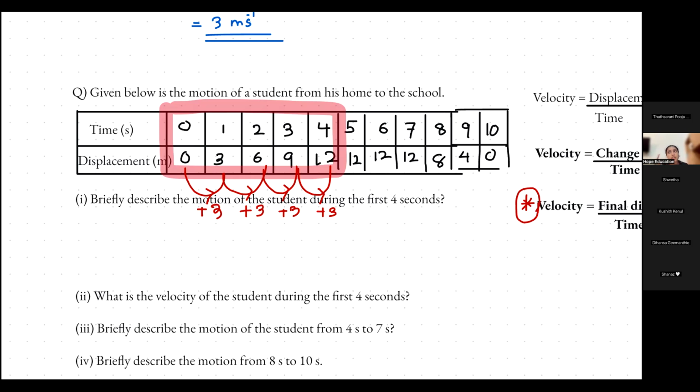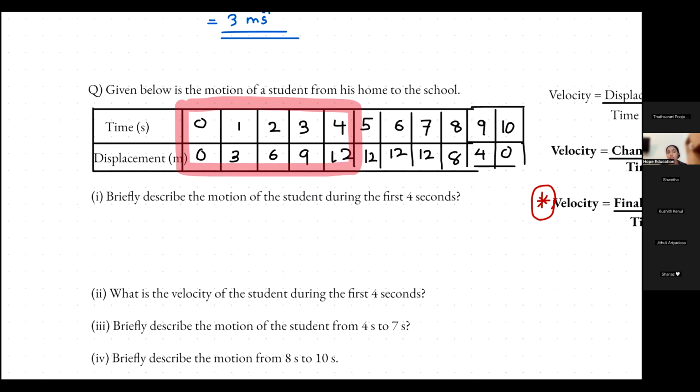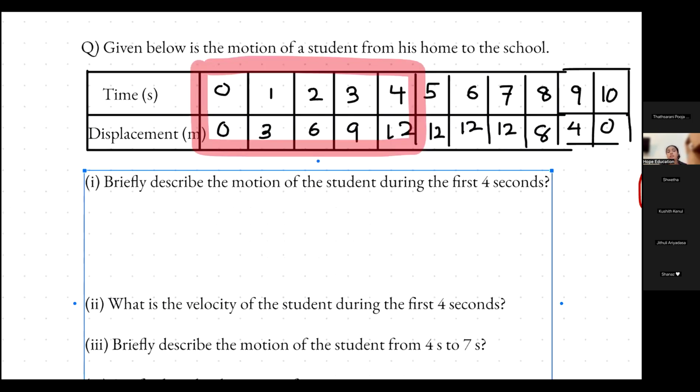If the displacement increase is equal in every second, what do we call that velocity? Uniform velocity. Uniform velocity. They're only expecting you to write that the object or the student is moving with uniform velocity.